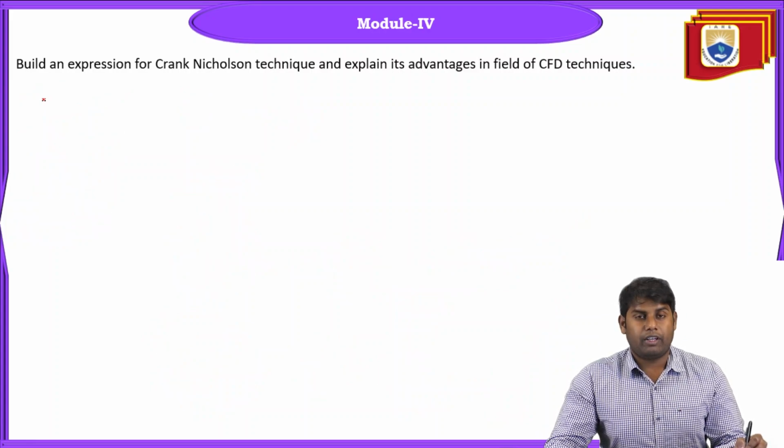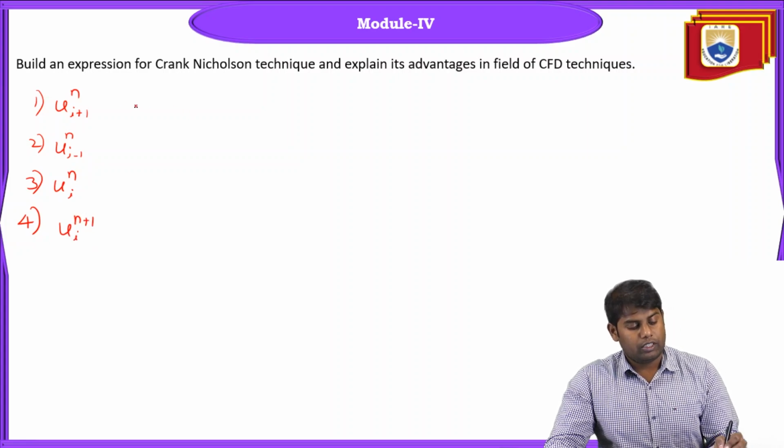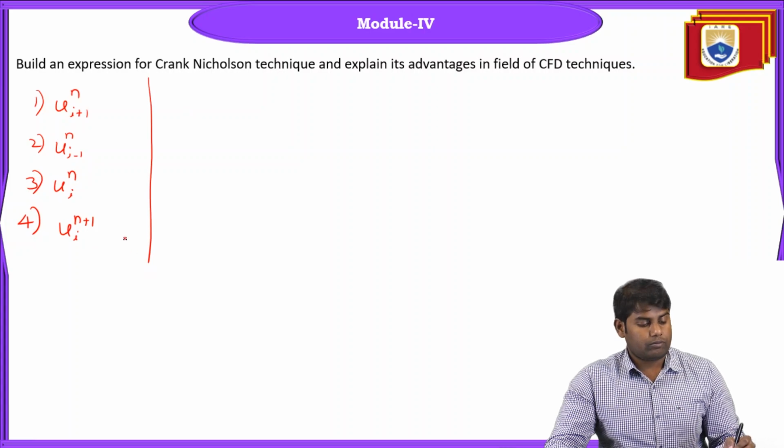For explicit, let's say we have the expressions: u of i plus 1 to the power of n. The second one is u of i minus 1 to the power of n. The third one is u of i to the power of n. And the fourth one is u of i to the power of n plus 1. This is what we have for explicit.